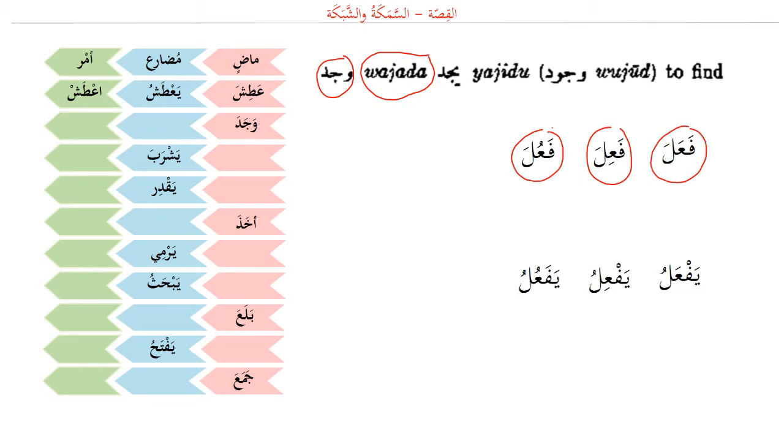After the middle root letter, right? After the second root letter. What is the second root letter over here? The second root letter is Jim. So here in English, J is equal to that. So what is after J? A. Yeah. So that means it is Fatha. Fa'ala. It is wa ja da.